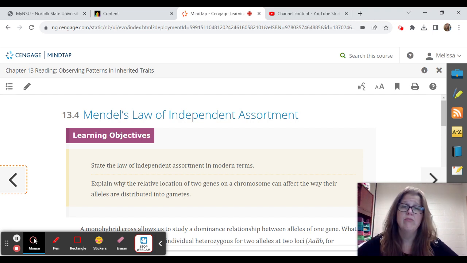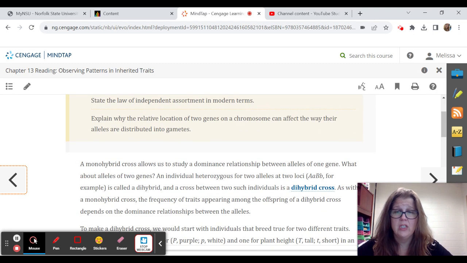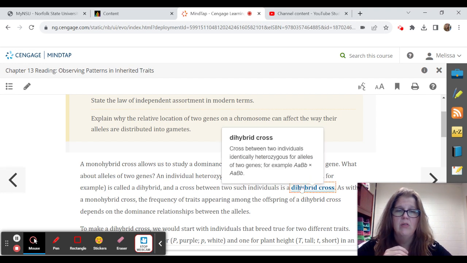We're talking about a single trait. We're going to get a little bit into dihybrid, di meaning two, and we can actually talk about the relationship for two alleles at two different locations on a chromosome. They can be inherited separately. This is really talking about even two different chromosomes. So a dihybrid cross, we click on this here.